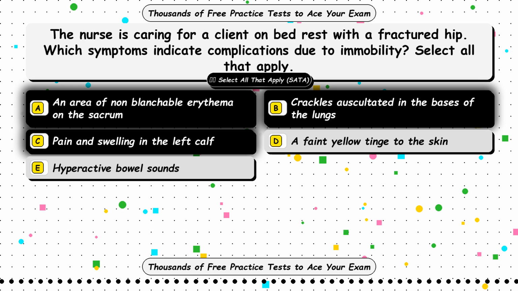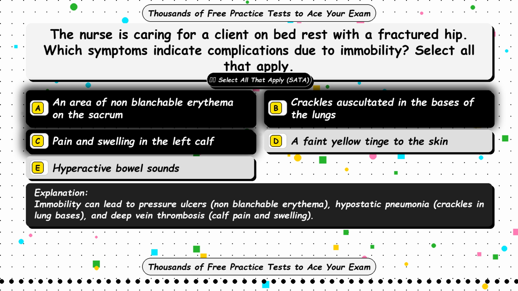The correct answers are options A and B and C, an area of non-blanchable erythema on the sacrum, crackles auscultated in the bases of the lungs, pain and swelling in the left calf. Immobility can lead to pressure ulcers, non-blanchable erythema, hypostatic pneumonia, crackles in lung bases, and deep vein thrombosis, calf pain and swelling.